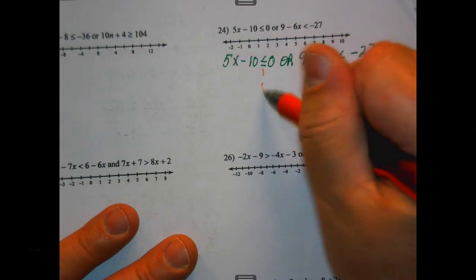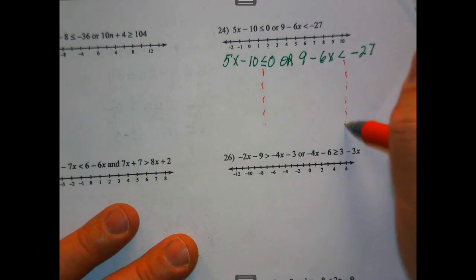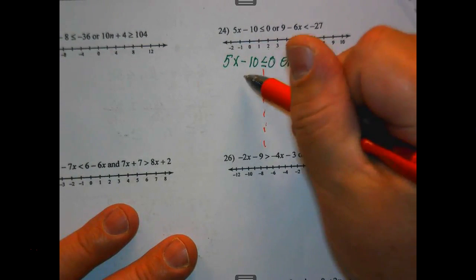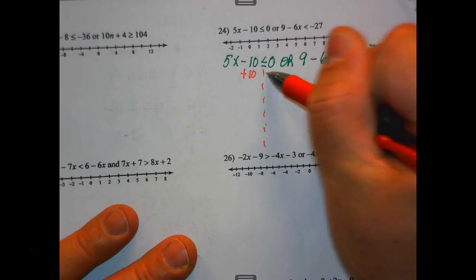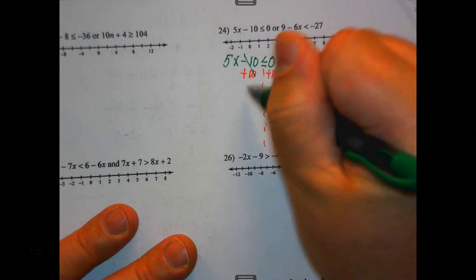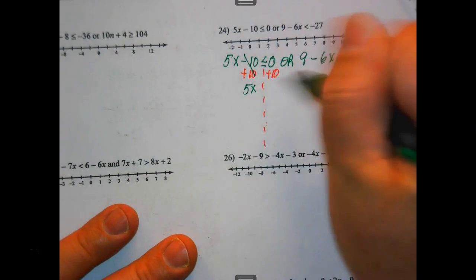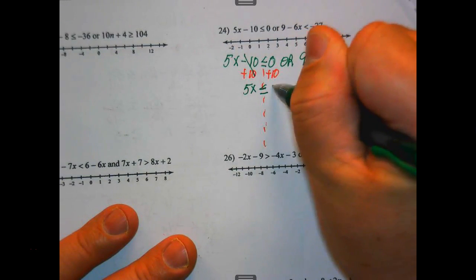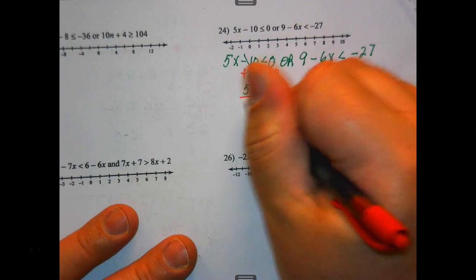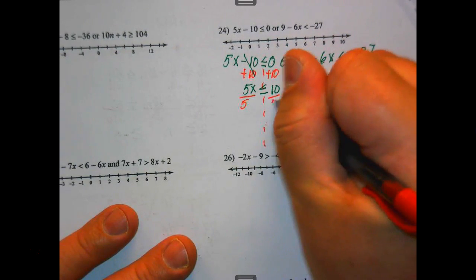All right, so now I've got the two inequalities. If you want to put those dotted lines there, they do help. Add 10, add 10. I get 5x less than or equal to +10. I'm dividing by a positive number, so the sign stays the same.